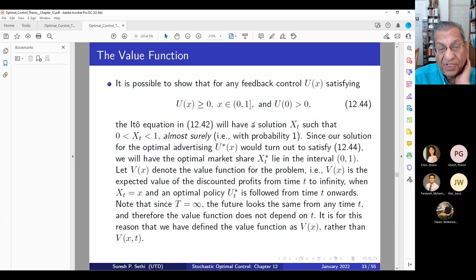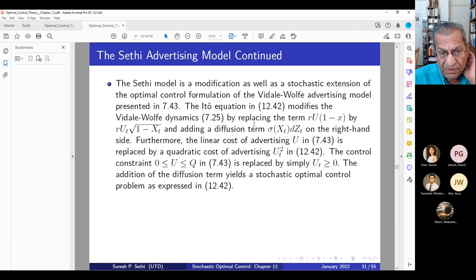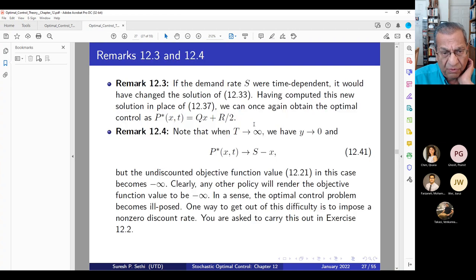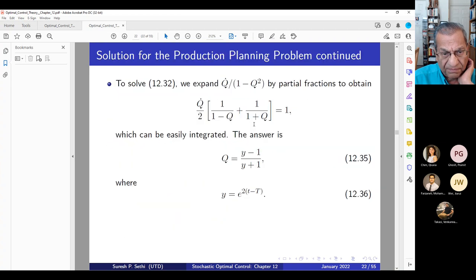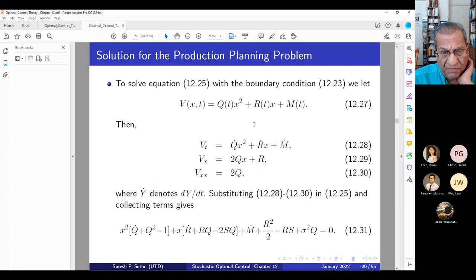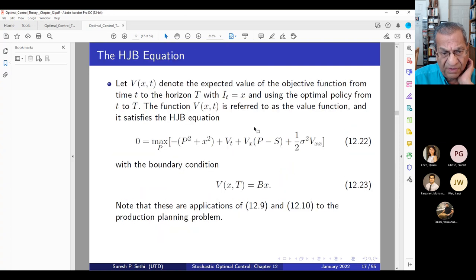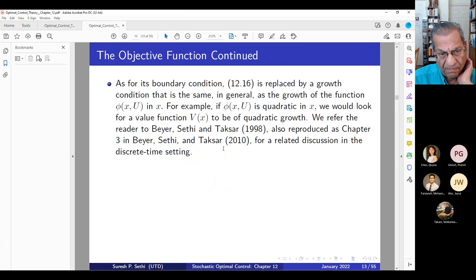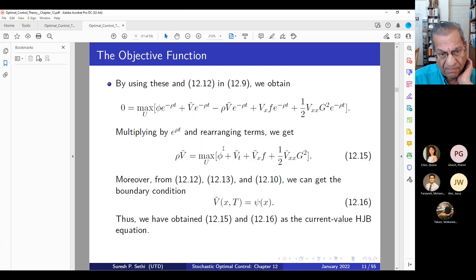So I use the current value formulation of the maximum principle, or the non-maximum principle, of the value function, and I go back just to show you. I go back to the current value formulation, which is this. No, where's the current value? This equation, 12.15. So we're going to use 12.15 this time to solve the Sethi model advertising problem.